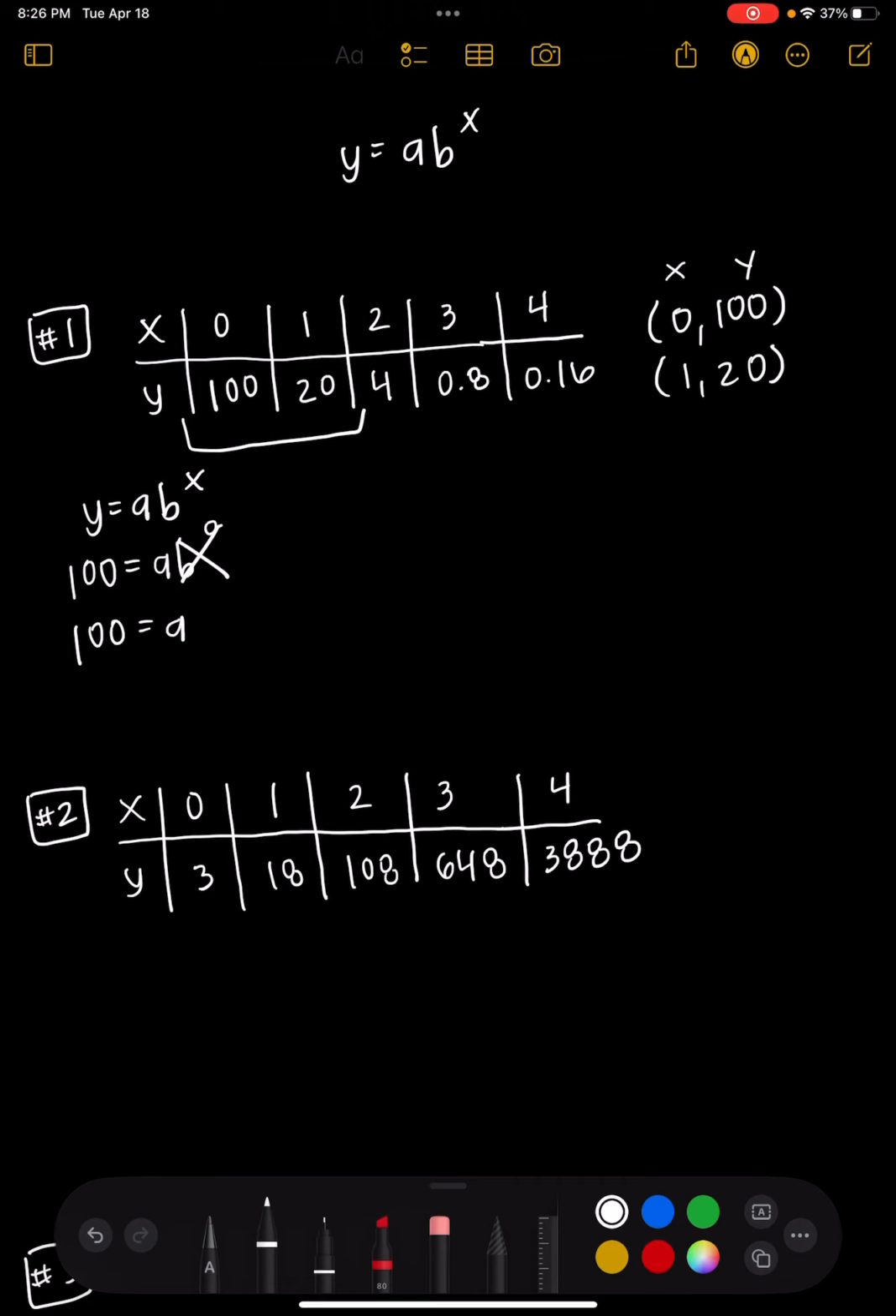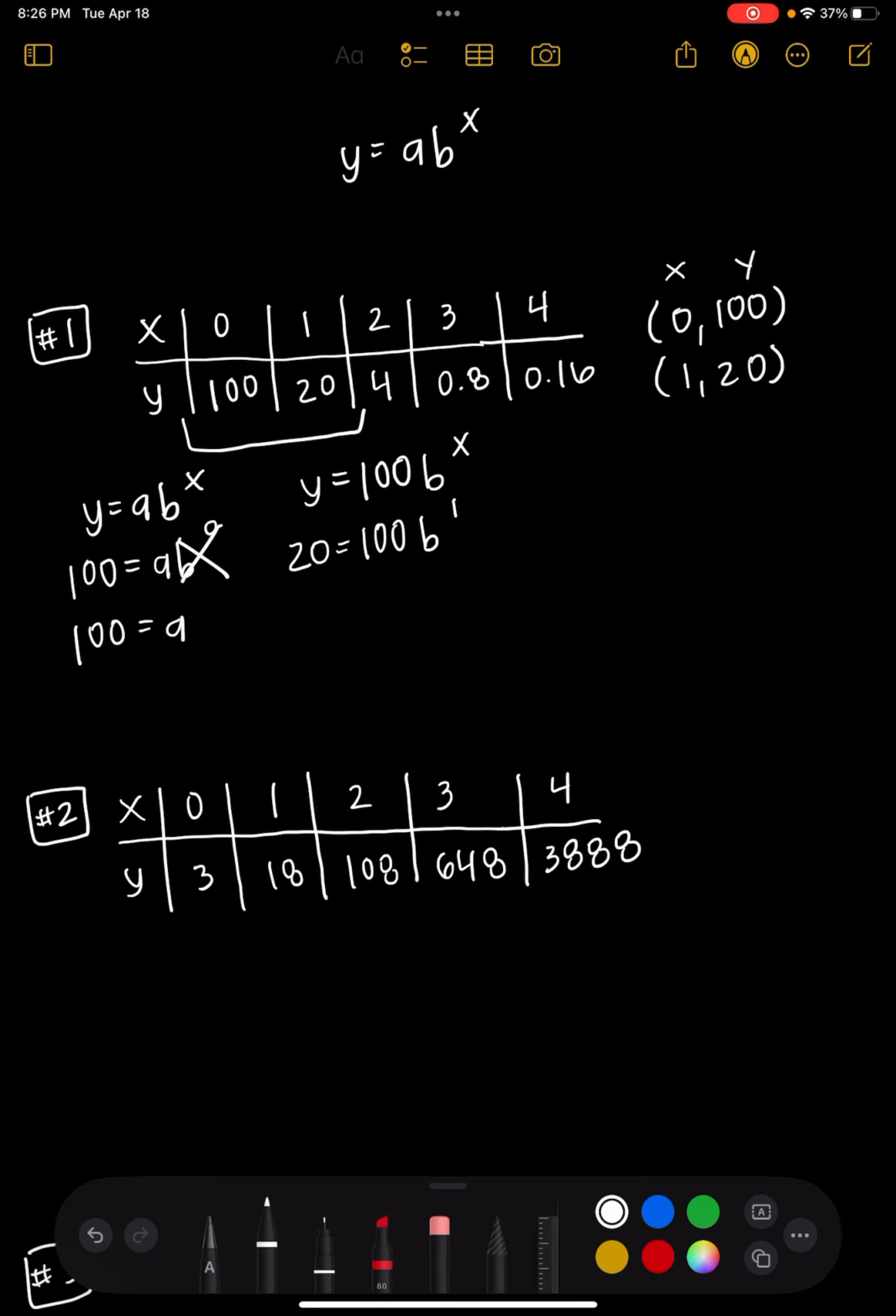Great, so now we have one of my numbers, because we're looking for a and b. Once we find a and b, then we know the equation and we're done. So I already know one of my answers, so I'm going to rewrite my equation and replace the a with what I know it is, which is 100. So I'm going to say y is equal to 100b to the power of x. Now that I have that, I'm going to plug in my second point for x and y. So I'm going to say, instead of y, I'm going to put 20, because that's my y for the second point, is equal to 100 times b, because I still don't know that, to the power of 1.